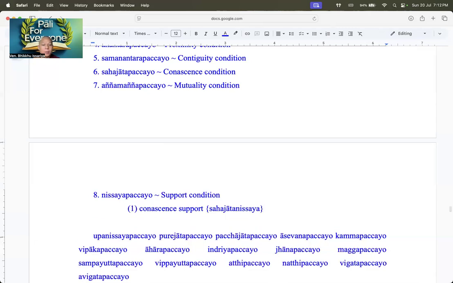And the second one is prenascent. Prenascent support. That is the Purejāta Nissaya.